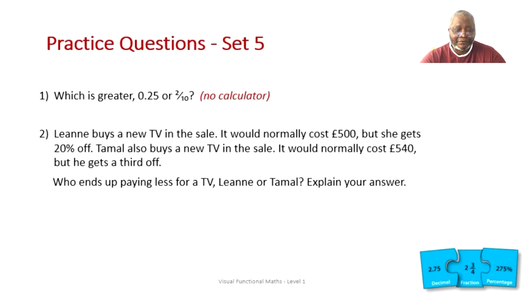And practice question set 5. 1. Which is greater, 0.25 or 2/10? No calculator, please. Question 2. Leanne buys a new TV on the sale. It would normally cost £500, but she gets 20% off. Tamal also buys a new TV in the sale. It would normally cost £540, but he gets a third off. Who ends up paying less for a TV, Leanne or Tamal?